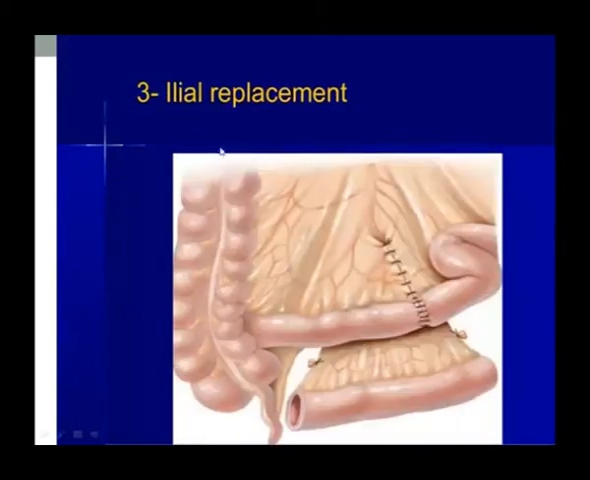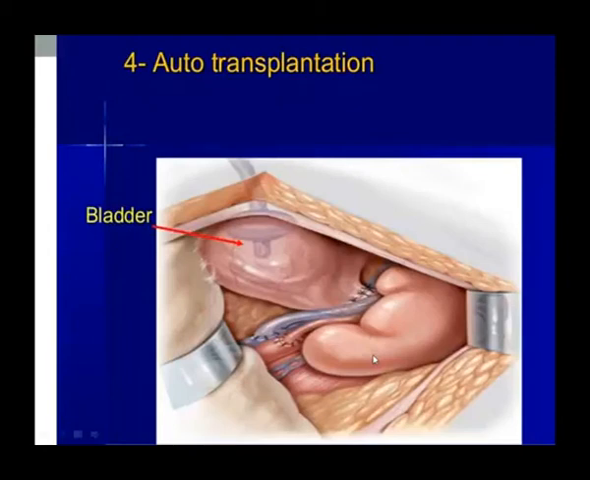So the ileal replacement means a part of the ileum was taken with intact blood supply, and it is placed as a replacement. Autotransplantation means the kidney has been brought down here near the bladder and placed here like that.